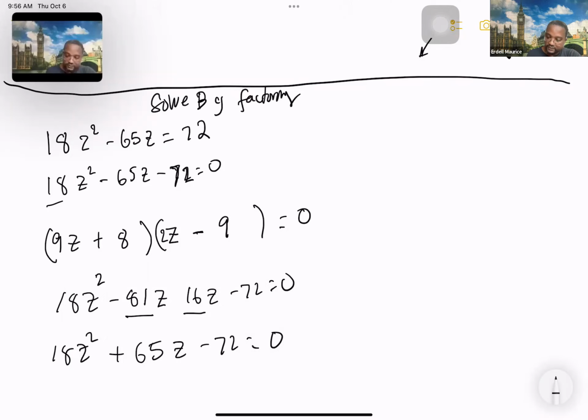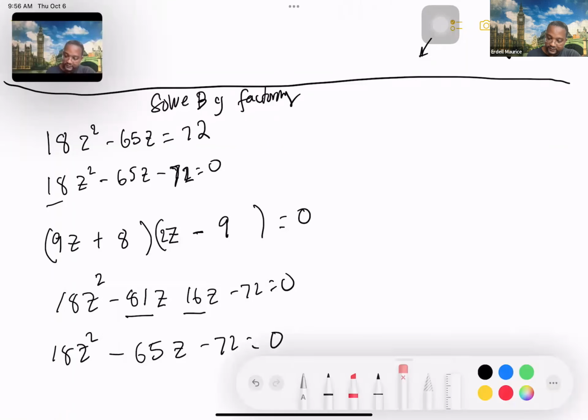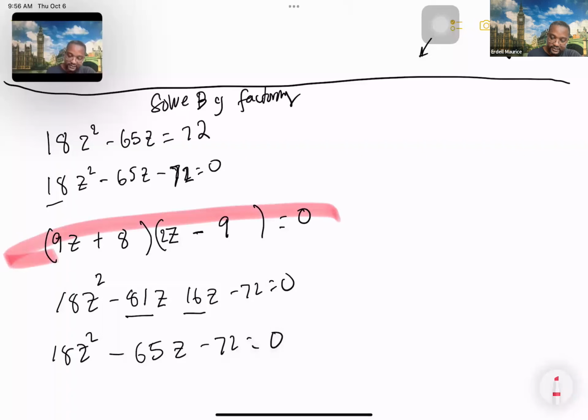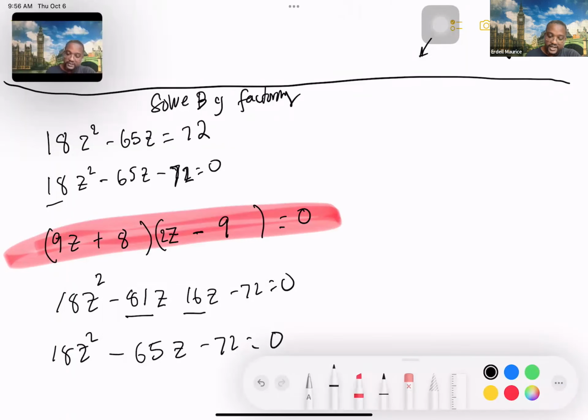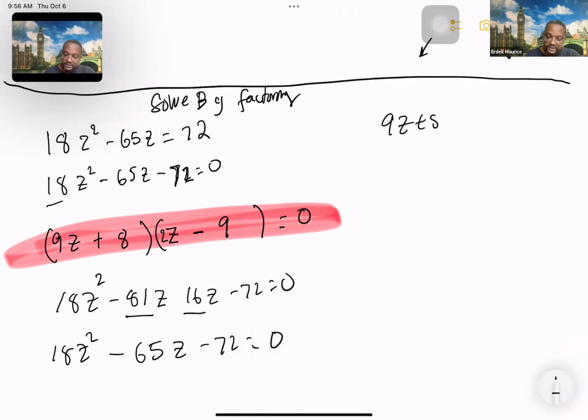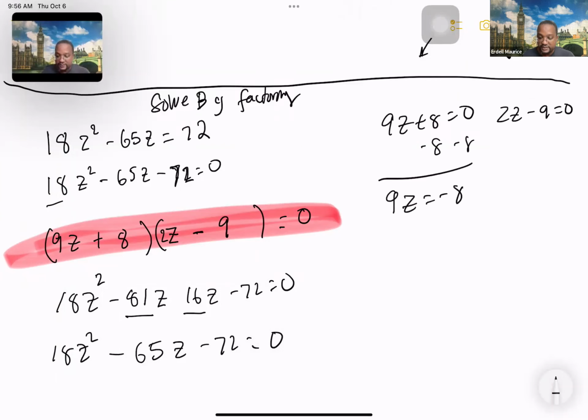And so then the 65 becomes negative. And so that means I now have factored the equation. Okay. And therefore I can simply go 9z plus 8 equals 0, and 2z minus 9 equals 0. 9z equals negative 8, divided by 9. Z equals negative 8 over 9. Add 9, add 9.